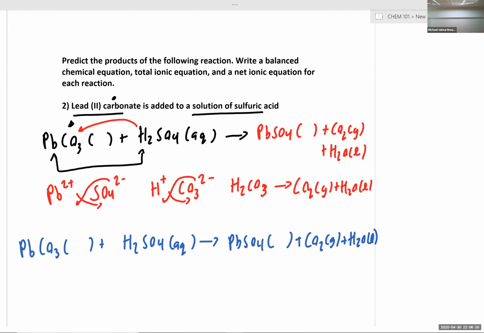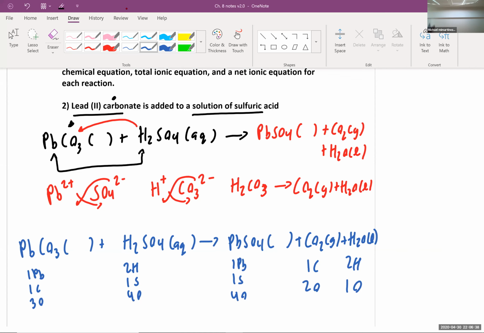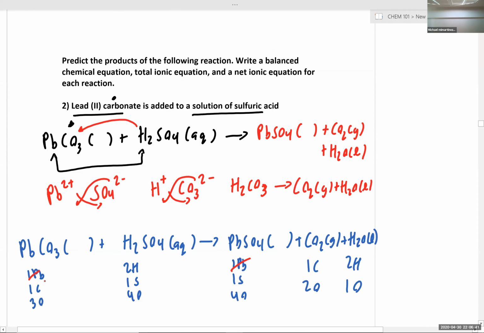Let's check. So I have 1 lead, 1 carbon, and 3 oxygen. I have 2 hydrogens, 1 sulfur, and 4 oxygen. I have 1 lead, 1 sulfur, and 4 oxygen. I have 1 carbon and 2 oxygen, and I have 2 hydrogens and 1 oxygen. So I'm just going to cross things out if they're identical on each side. Carbon crosses out, lead crosses out, hydrogen crosses out, 7 oxygens cross out, sulfur crosses out. So it looks balanced to me.